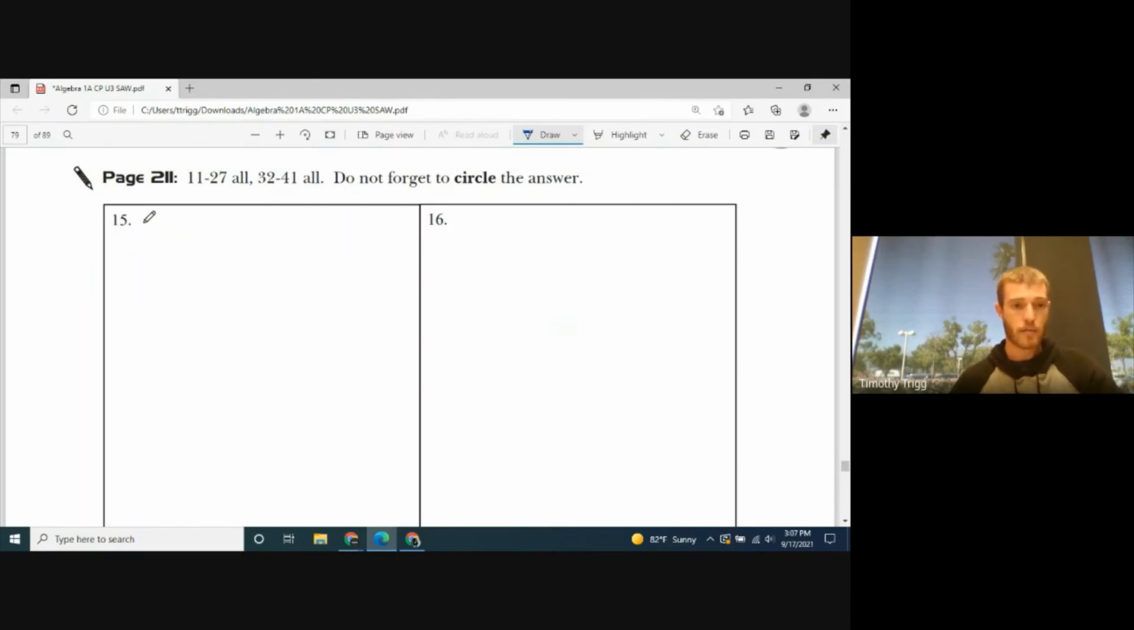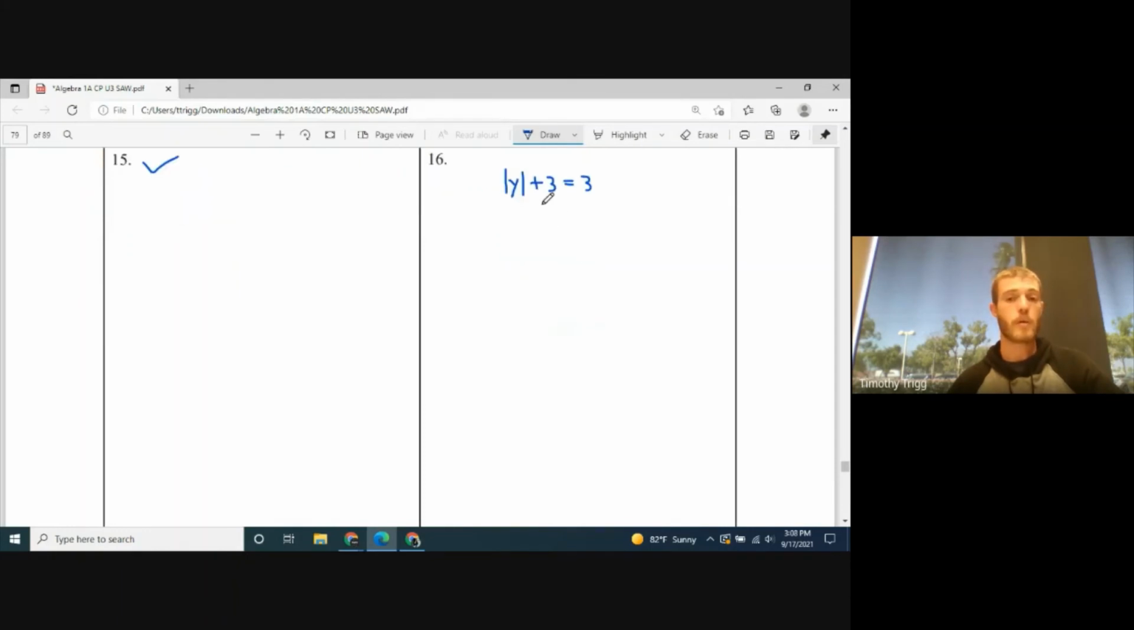Why don't you go ahead and try number 15 on your own. Number 16 has the absolute value of y plus 3 equals 3. So here we would subtract 3 from both sides of the equation to cancel this. That'll give us the absolute value of y equals 0. So this gives us just one value, 0. The absolute value of 0 is 0. That's why I showed you this one, because 0 doesn't have a positive or negative version. It's just 0.